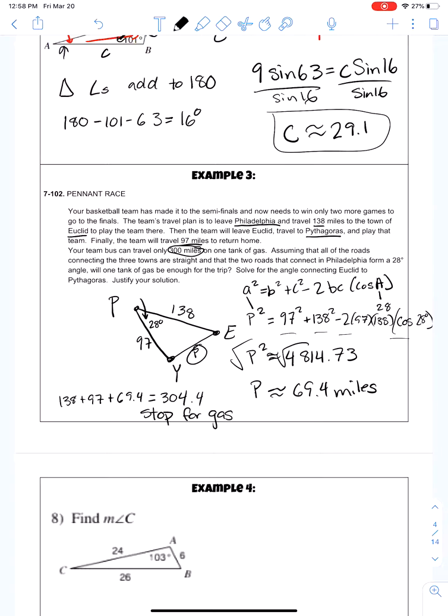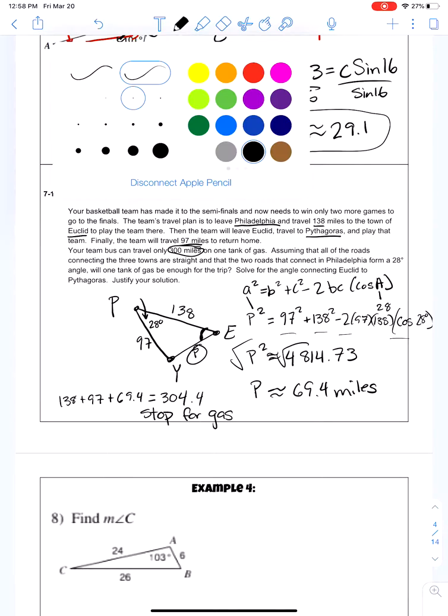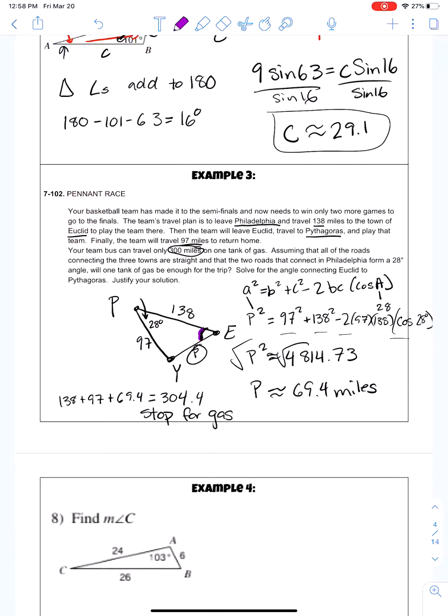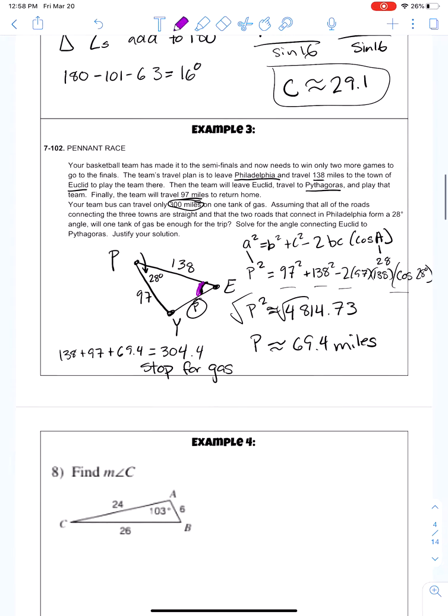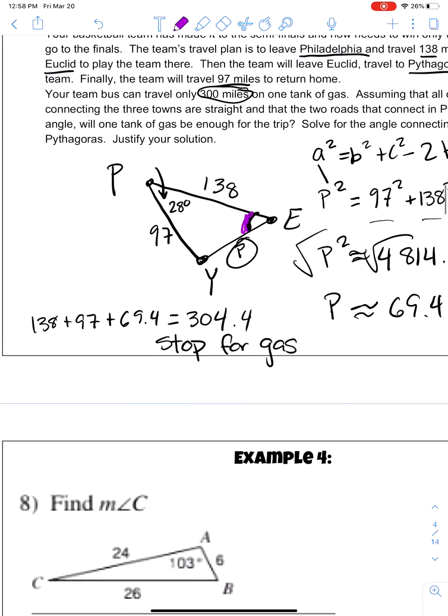Okay, then the last question I need to answer is they want me to solve for this angle E here, because that'll show you one more thing. So we're going to solve for angle E. Now that I have an opposite pair, I have 28 and I know that side P is about 69.4, now I can use law of sines. So that makes my life a little easier because it's a little bit more straightforward than law of cosines.